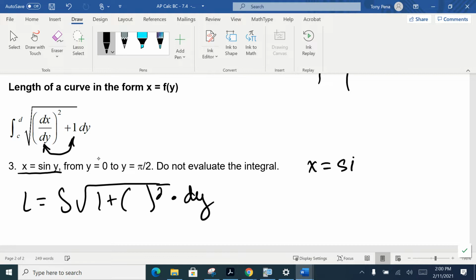So if I look at this equation, now that we're going to do it in terms of y, all we really need is the derivative of this, which would just be a cosine of y. That's what we plug in here. Limits are easy. I tell you what they are, 0 to pi over 2. Hard to screw that up. And then that's the setup.